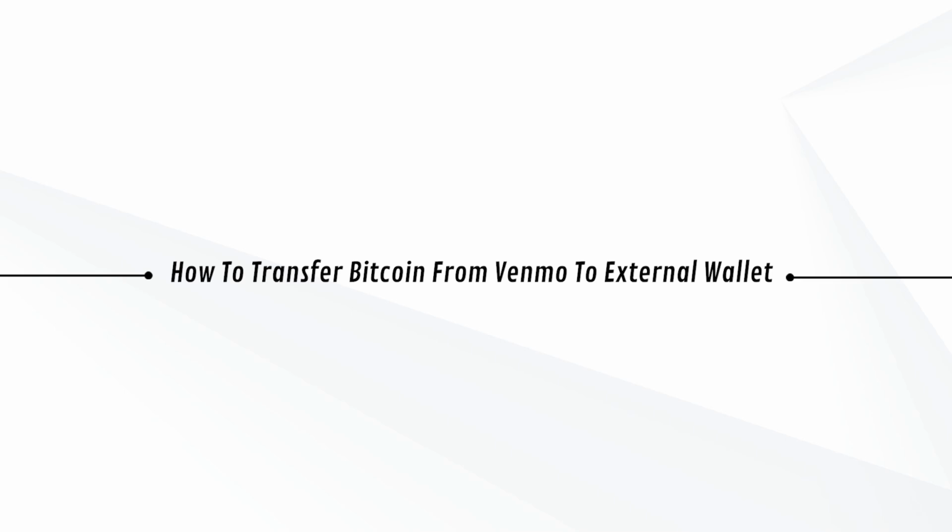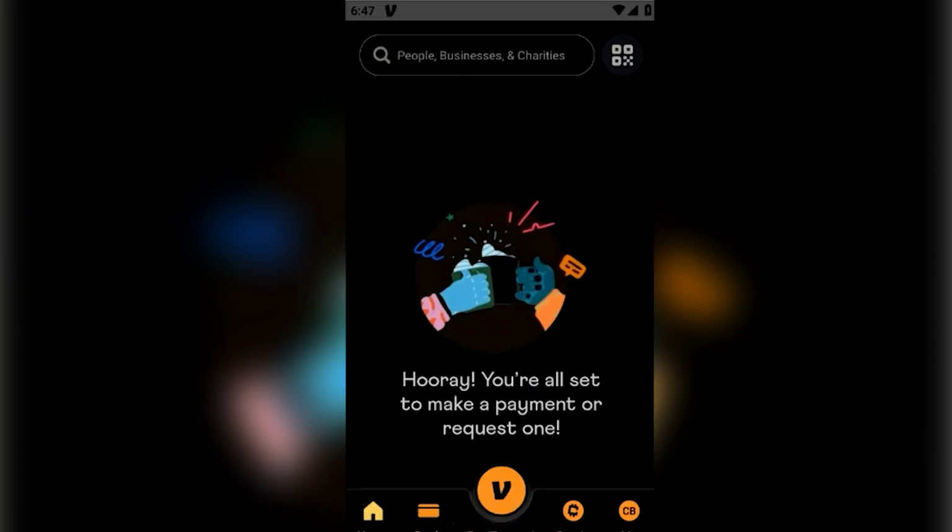Hey guys, today I'm going to show you how to transfer Bitcoin from Venmo to your external wallet. First of all, open your Venmo application on your phone, and then click on your profile icon, which is just on the bottom right corner.